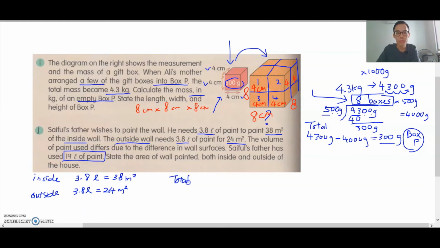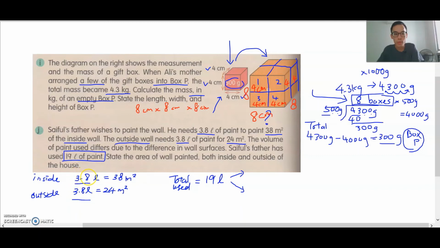So total use 19 liters of paint. So what can we do here? For this question, there are more than one correct answers. As long as the total paint used is 19 liters, your answers are correct. Okay, so how do we solve this? So we separate this 19 liters into inside wall and outside wall. Okay, to make it easier to calculate, we take the multiplication.